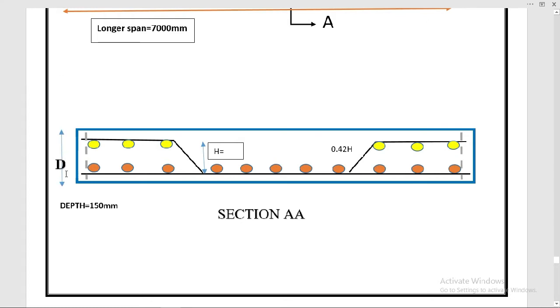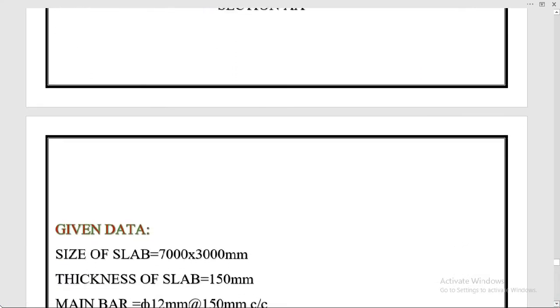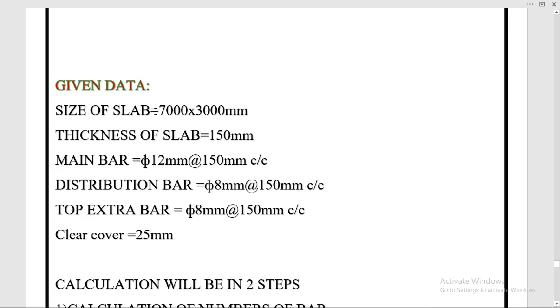The depth of the slab is 150 millimeter. Given data: the size of the slab is 7000 by 3000 millimeters, 7000 the longer span and 3000 the shorter span, and the thickness of the slab is 150 millimeter. The main bar diameter is 12 millimeter and the spacing between the bars is 150 millimeter center to center. The distribution bar has a diameter of 8 millimeter and the spacing is 150 millimeter center to center. And we provided the top extra bar.